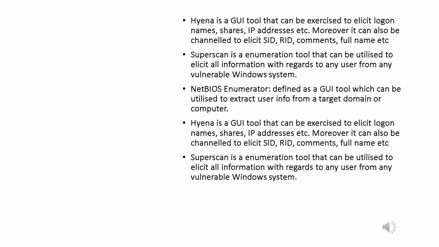Hyena is a GUI tool that can be exercised to elicit logon names, shares, IP addresses, etc. Moreover, it can also be channeled to elicit SID, RID, comments, full name, etc. SuperScan is an enumeration tool that can be utilized to elicit all information with regards to any user from any vulnerable Windows system. NetBIOS Enumerator is a GUI tool which can also be utilized to extract user information from a target domain or computer.